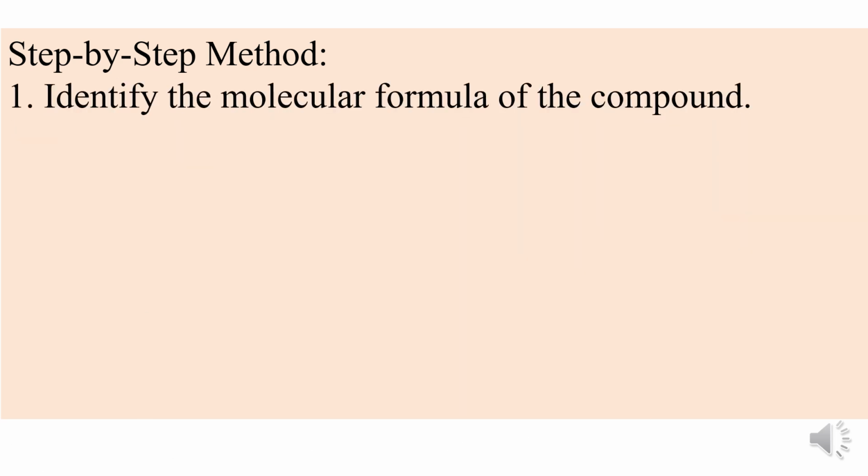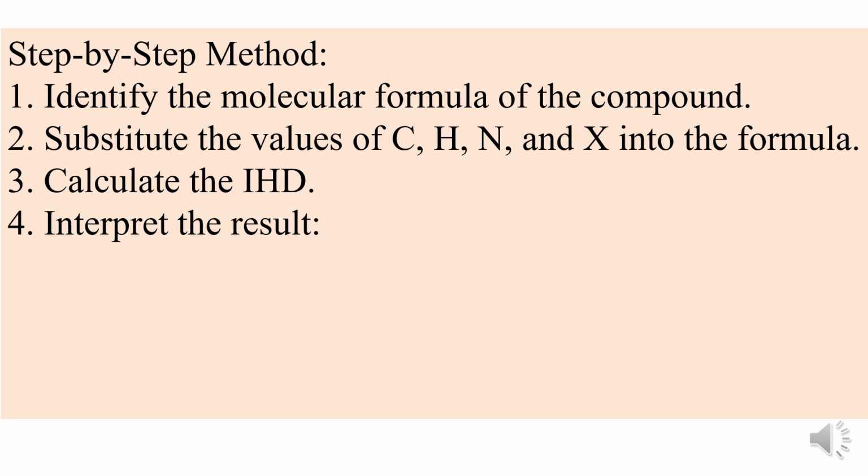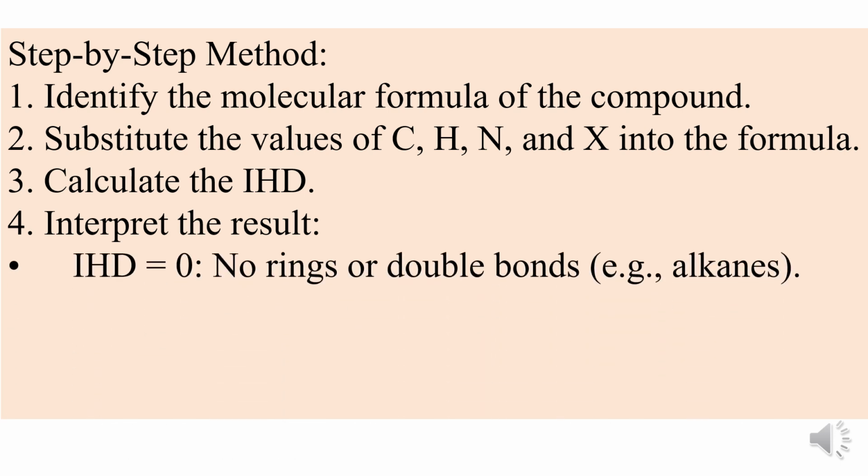So here's the step-by-step method for the IHD index. Step 1, you have to identify the molecular formula for the compound. Substitute the values of carbon, hydrogen, nitrogen and halogen into the formula. Calculate the IHD and finally interpret the result. Now the interpretation for the result is based on the IHD values.